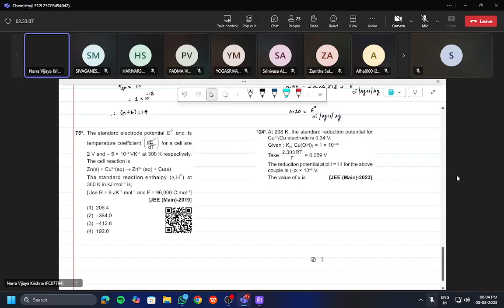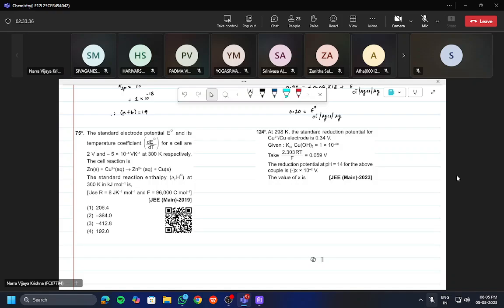Solve. They gave the E naught value and a dE by dT value, right? This is the cell reaction. And what do you need to find? Delta H.